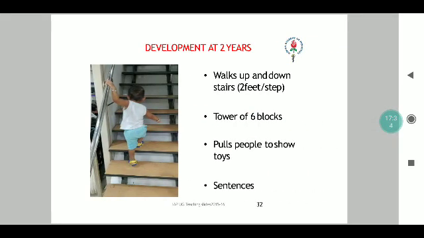By 2 years of age, the child is able to walk up and down the stairs with 2 feet per step, with a tower of 6 blocks formed, and also draws the attention of others to show the toys, and is able to speak in short sentences of 2 to 3 words.